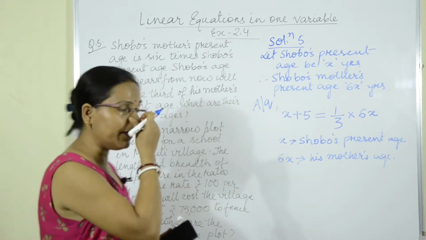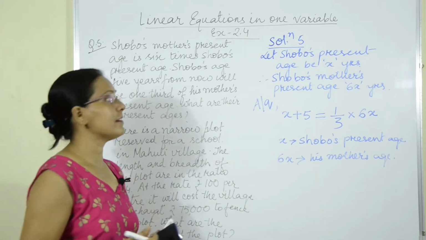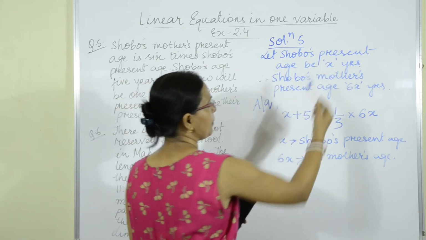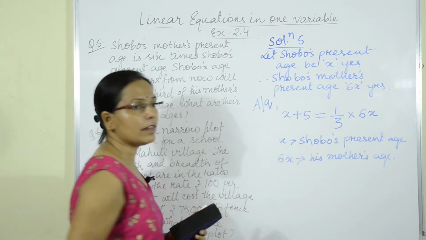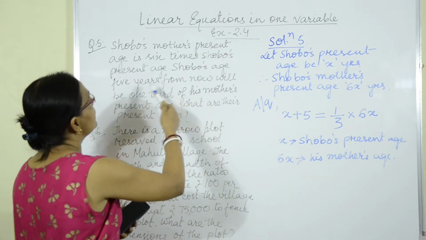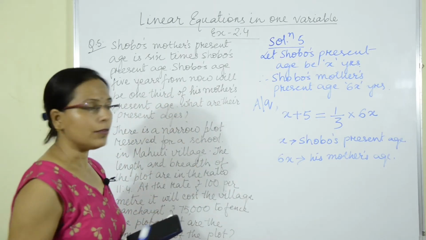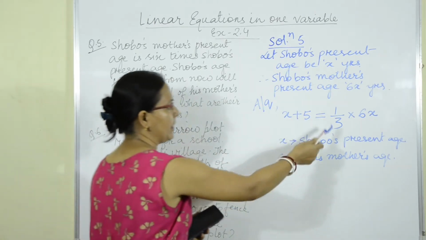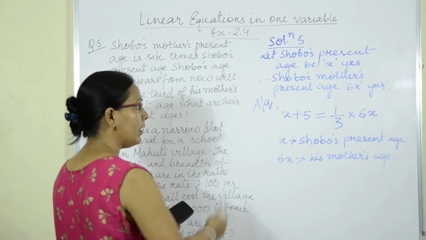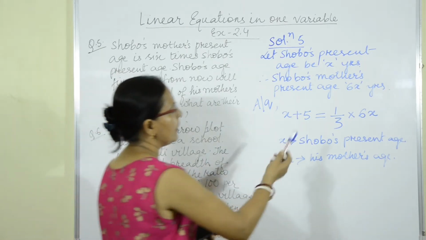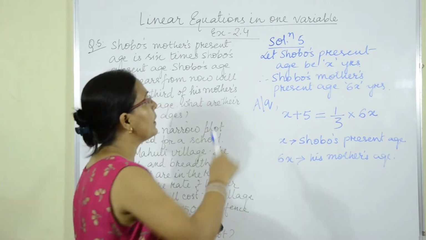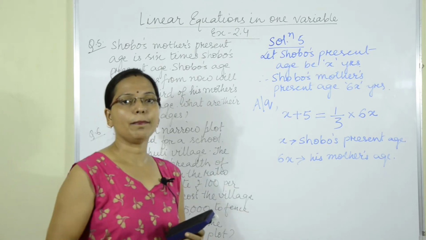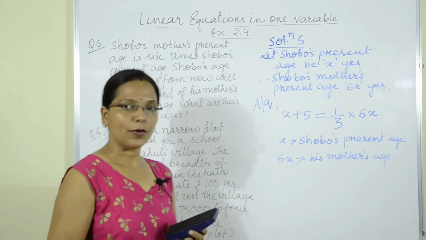Once again, let me explain you. Shobo's mother's present age is 6 times Shobo's present age. So, I am taking Shobo's present age to be x years. Now, Shobo's mother's present age will be 6x years and Shobo's age 5 years from now. So, according to the question, x plus 5 will be 1/3 of his mother's present age. So, 1/3 of his mother's present age is 6x. So, 1/3 of 6x, and now when you solve for x, you get the present age of Shobo, and then for 6x you get the present age of his mother. I hope you have understood.